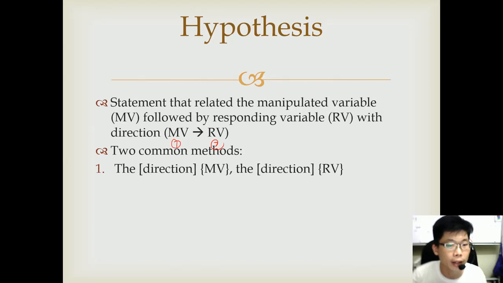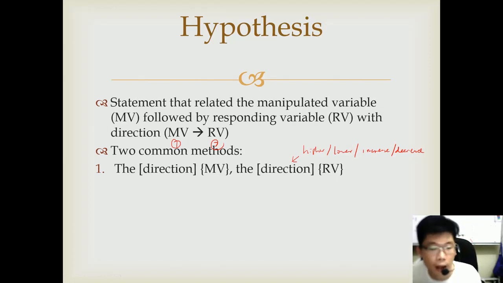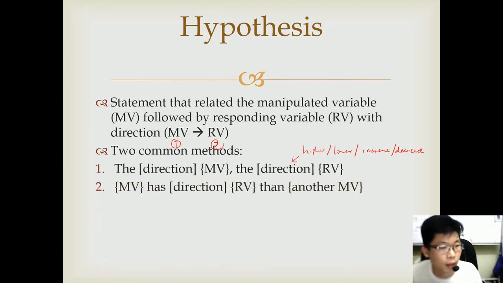Okay, so for direction, here are some clues or tips for you. Let's say you write higher, lower, increase, or decrease. These are the most common keywords for the directions. Okay, so this is the first method. The second method would be MV has direction RV, then another MV. Okay, later on I will show you some examples.